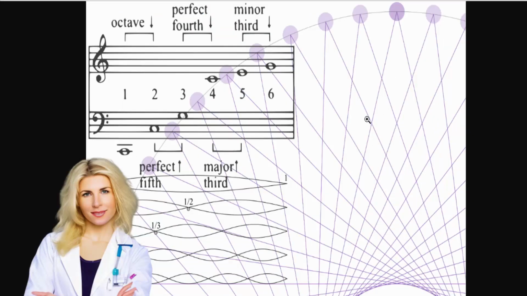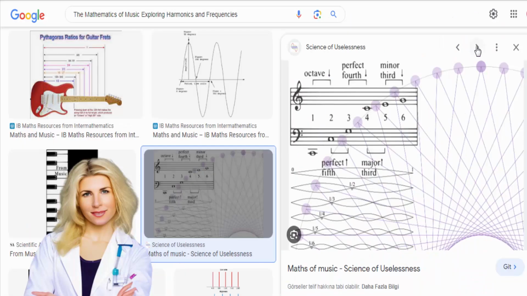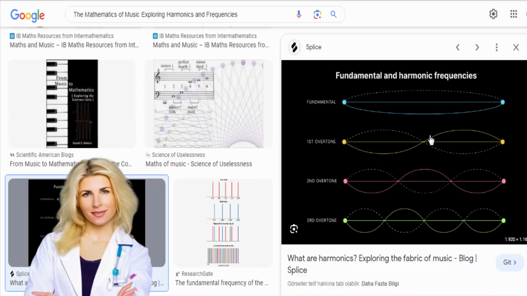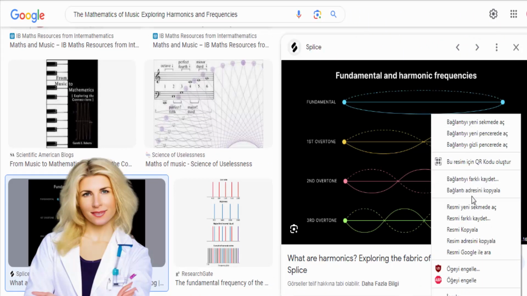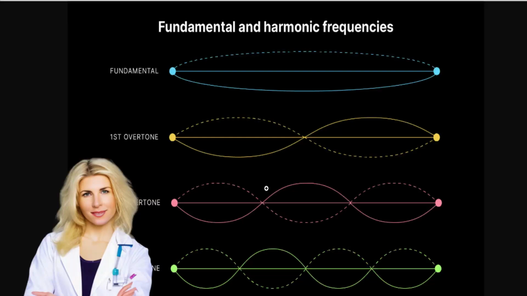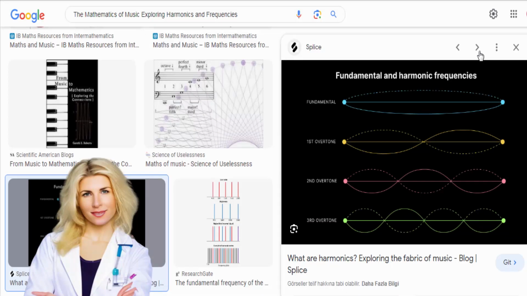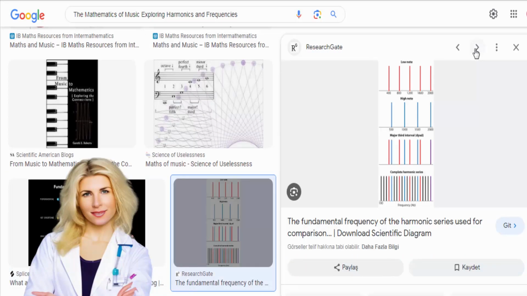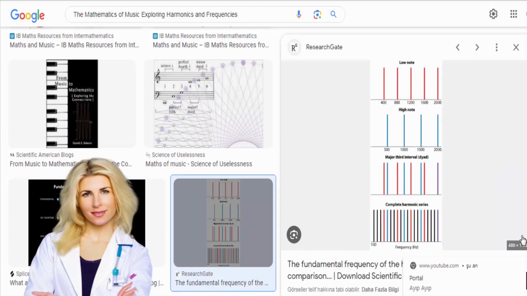Sound waves and frequency. Sound is created by the vibration of an object, such as a guitar string or a vocal cord. These vibrations produce waves of pressure variations in the air. The frequency of a sound wave determines its pitch. Higher frequencies correspond to higher pitches, while lower frequencies correspond to lower pitches. The unit of frequency is the hertz, Hz, which represents the number of cycles or vibrations per second. For example, the A4 note on a piano typically vibrates at 440 Hz.